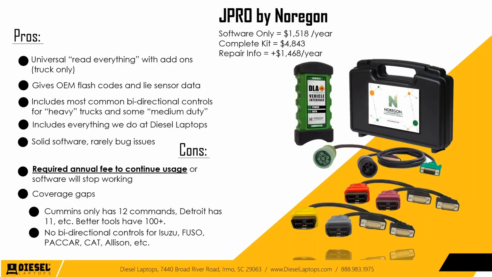So first of all, with Caterpillar, 100% read only. Allison Transmissions, 100% read only. I know we got something up there about PACCAR. They did add a couple functionality commands, I think two or three for PACCAR, and they got some Isuzu and Fuso functions in there as well. But it's one of those tools where you're perpetually paying a license. You can go buy OEM software and add on to it, but you're really getting what you pay for.